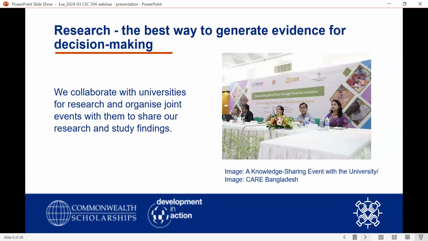So it was a photograph from a knowledge sharing event with a university. I think now you can recognize me. I'm the person in the rightmost corner in purple sari. So we collaborate with universities for research and organize joint events with them to share our research and study findings. Now you may ask me why we work or collaborate with the universities.